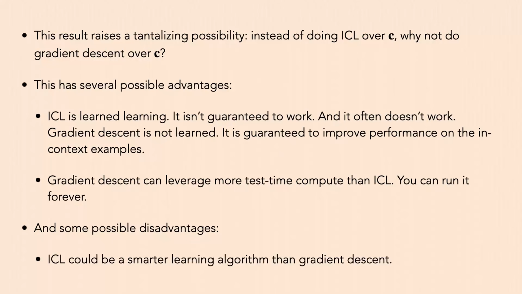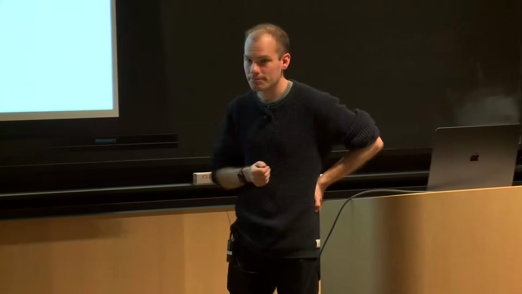OK, but there's possible disadvantages. Gradient descent is not the smartest learning algorithm. In-context learning could learn something that takes better updates, better steps than gradient descent. So it could be better than gradient descent. OK, but the theory papers suggest that maybe it's not that much different than gradient descent. But that's still only for simple toy models. Maybe in huge language models, in-context learning is actually smarter than gradient descent. That could be a possibility.